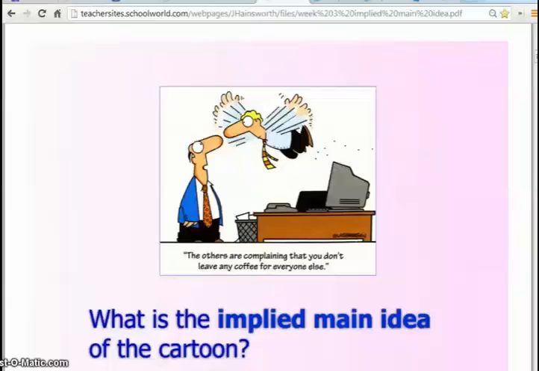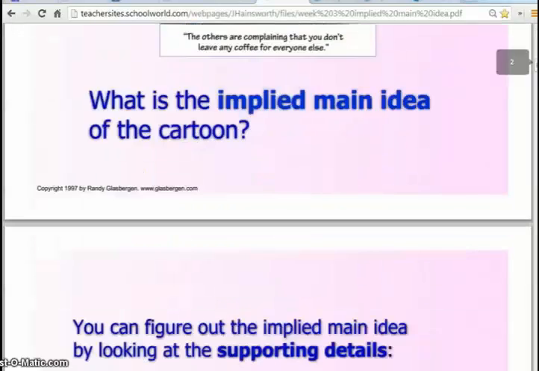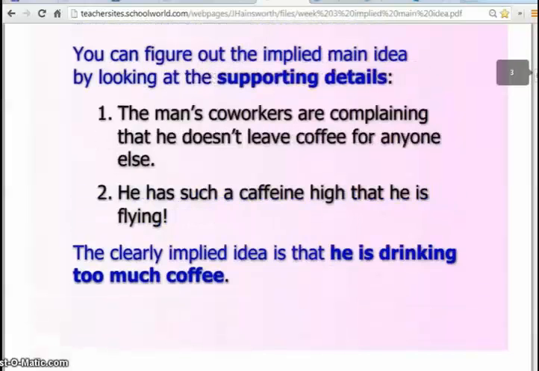Looking at this cartoon, what is the implied main idea of the cartoon? The man's flying in the air with his arms rapidly flapping. The man staring at him says, others are complaining that you don't leave any coffee for anyone else. So you can figure out the implied main idea by looking at supporting details. One, the man's coworkers are complaining he doesn't leave any coffee. And two, he has such a caffeine high that he's flying. The clearly implied idea is that he is drinking too much coffee.